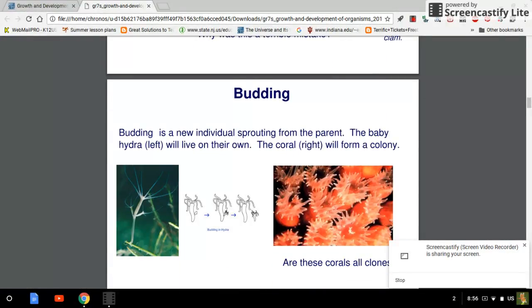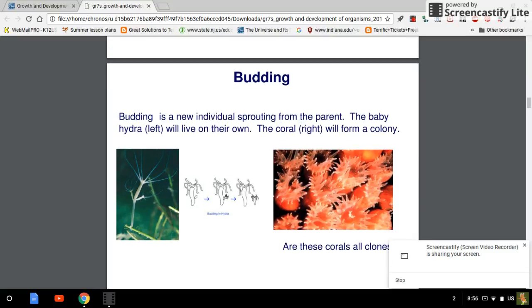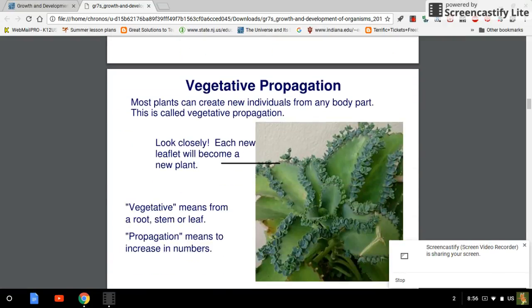All right. Budding is a new individual sprouting from the parent. The baby hydra, okay, this is the baby right here, will live on its own. So they have the parent, the baby grows off the parent, it's called a bud, breaks off and grows into a new one. Coral, which is right here, that's how they also grow. Yes, they are clones.